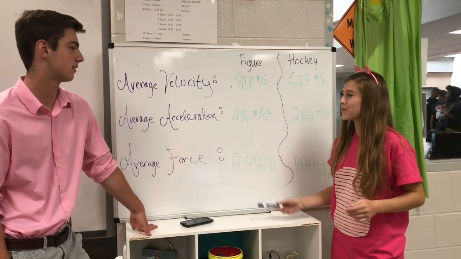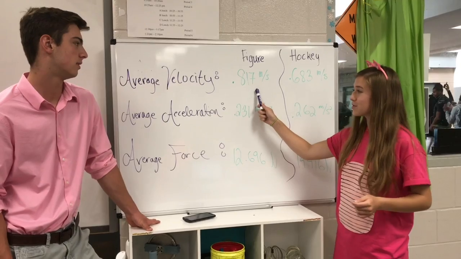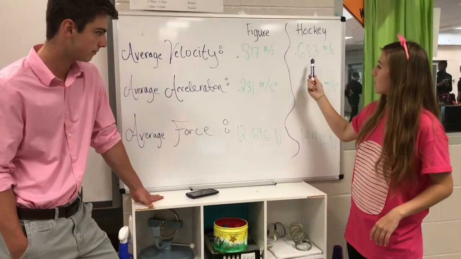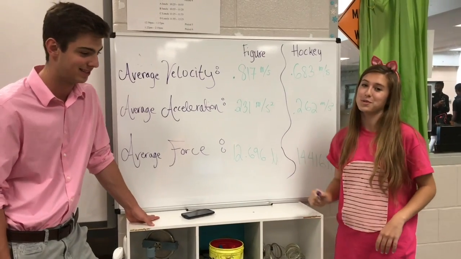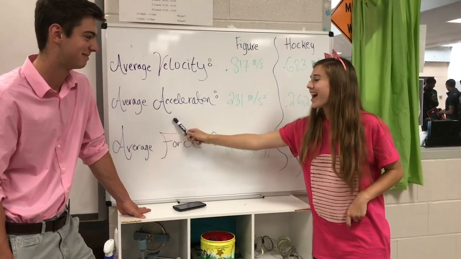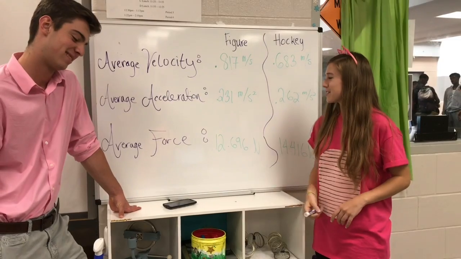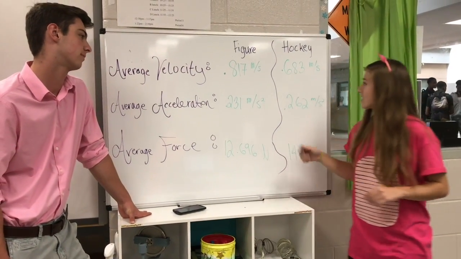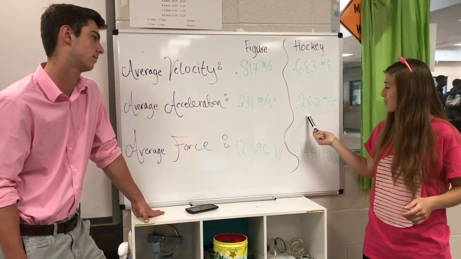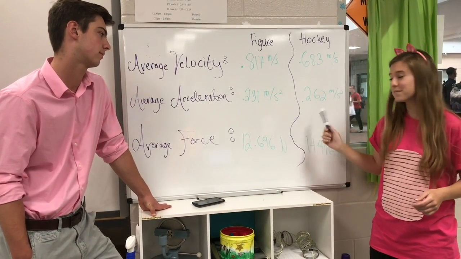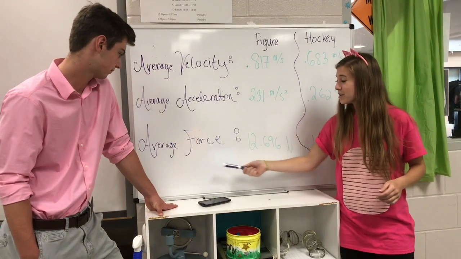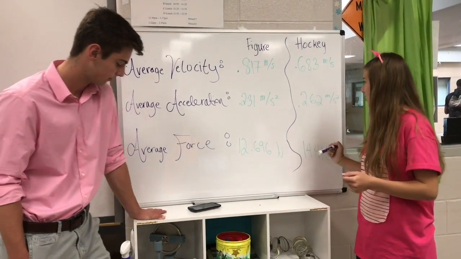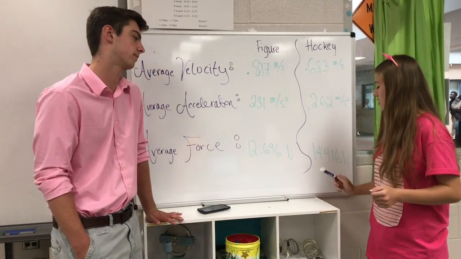Results of our experiment were the average velocity for figure skates was 0.817 meters per second versus the hockey, which was slower with 0.683 meters per second. The average acceleration for the figure skate was 0.231 meters per second squared, whereas hockey's was slightly higher with 0.62 meters per second squared. And the average force behind the figure skate was 12.69 newtons versus the hockey skate, which was 14.416 newtons.